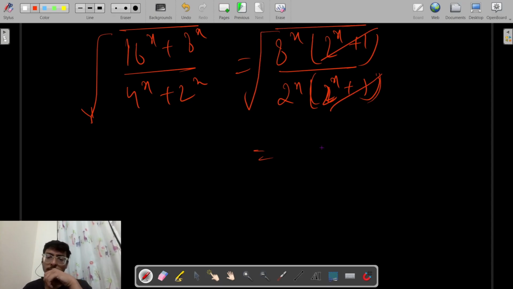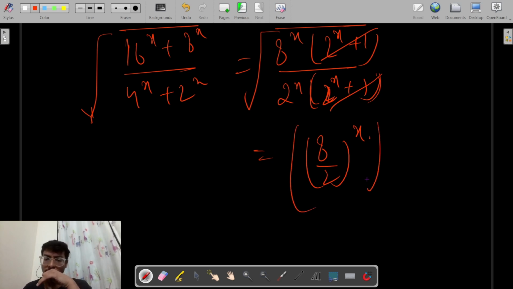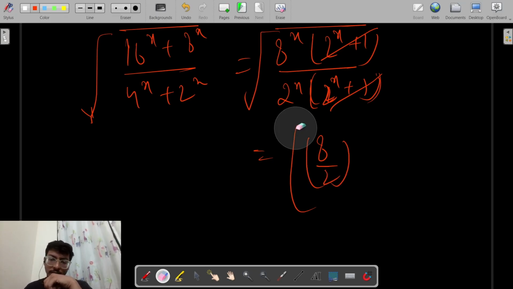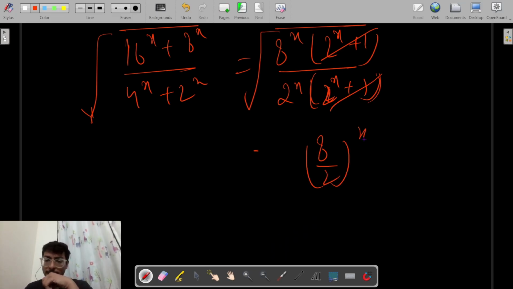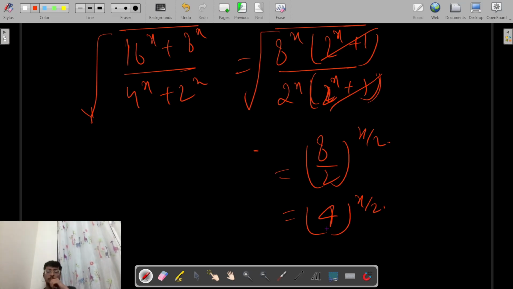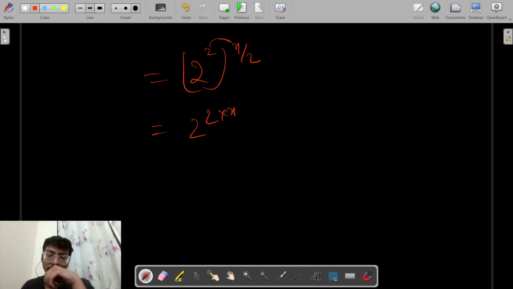So if you solve this, this is nothing but 8 by 2 to the power x, right? And under root is nothing but power half. So these two terms will get multiplied, so you can write it as 8 by 2 to the power x, all to the power x by 2, right? So this is nothing but 4 to the power x by 2, right? This 4 is nothing but 2 to the power 2, right? So you can write it as 2 to the power 2 to the power x by 2. So these two terms will get multiplied. So this is 2 into x by 2. So this is 2 to the power x, right?